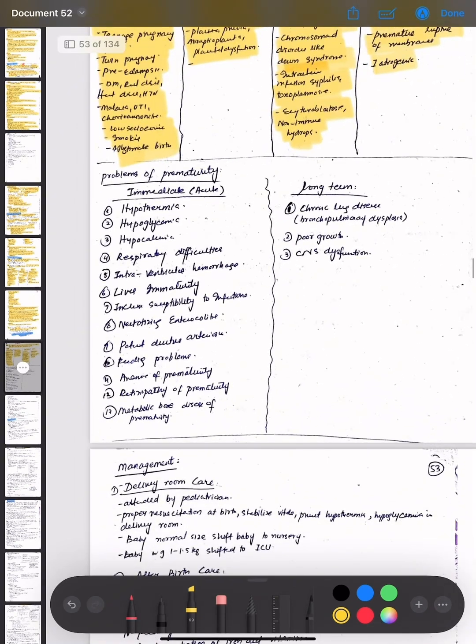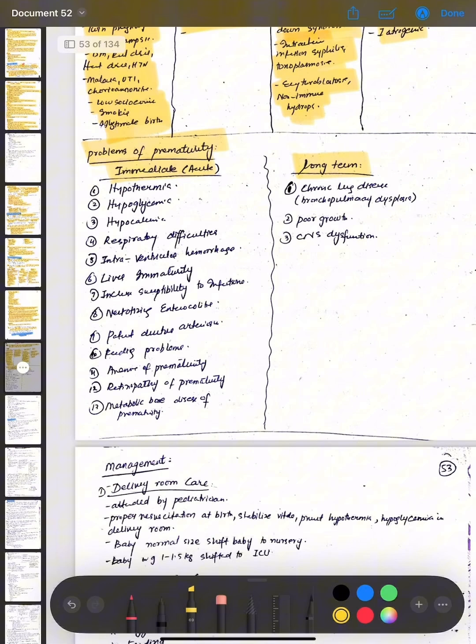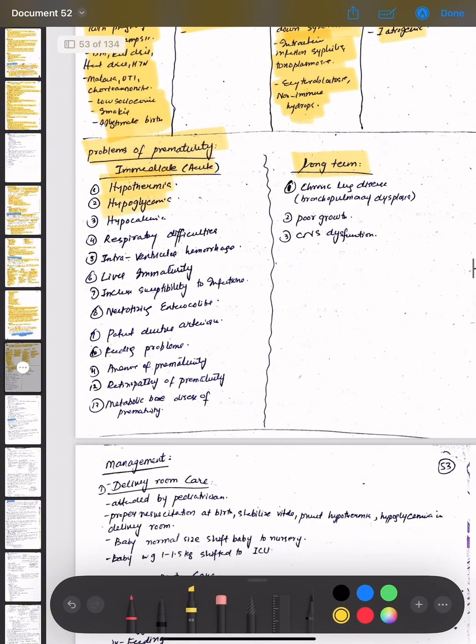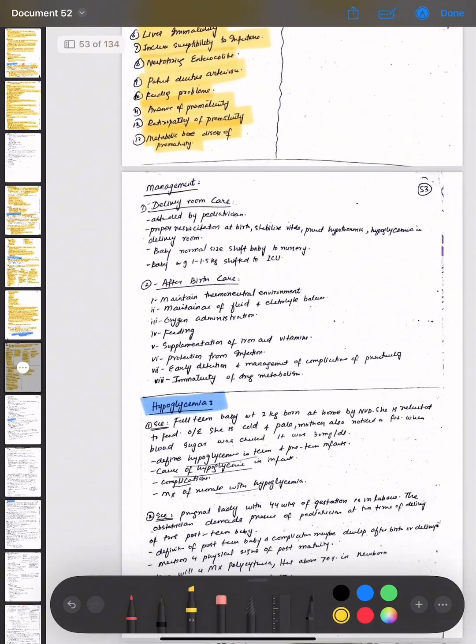The problems of prematurity are immediate and long-term. These are hypothermia, hypoglycemia, hypocalcemia, respiratory difficulties, intraventricular hemorrhage, liver immaturity, increased susceptibility to infections, necrotizing enterocolitis, patent ductus arteriosus, feeding problems, anemia of prematurity, retinopathy, and metabolic bone disease of prematurity. The long-term defects are chronic lung disease, poor growth, and CNS dysfunction.